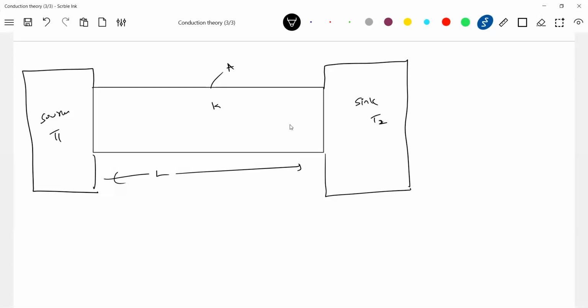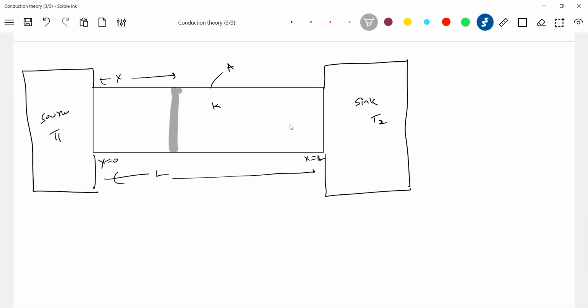So X is what I'll measure from here. This is X equal to 0. This is X equal to L. And at any distance, let this be X. So if you take a small element, what is the thickness of this element? Let it be dx. Here the temperature will be T plus dT and the temperature here will be T. And the heat will flow in this direction.